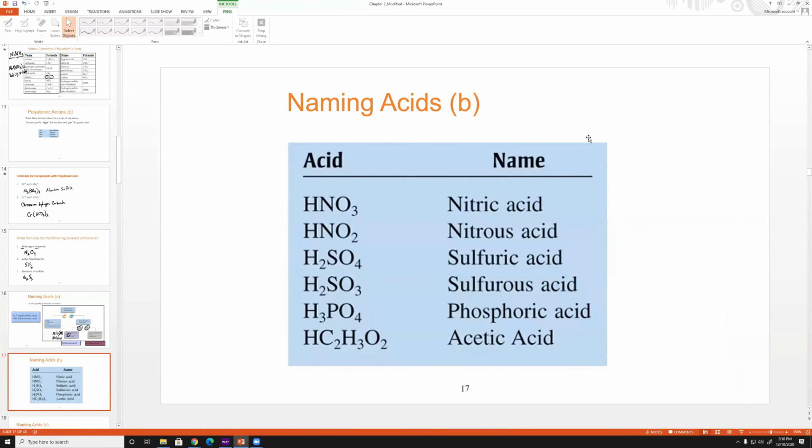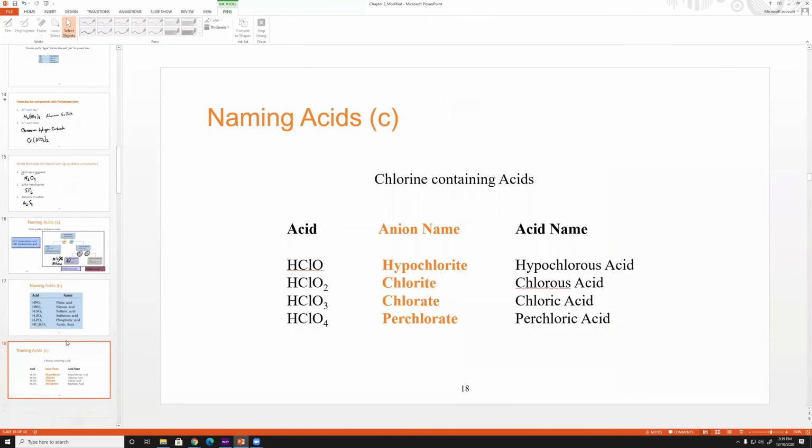And here are some names of some of the acids. This is NO3. So you have HNO3, which is nitric acid, which was nitrate to nitric. NO2 is nitrite. So HNO2 is nitrous acid. H2SO4 is sulfuric acid because SO4 is sulfate. So the ATE turns to IC. SO3 is sulfite. And that means the ending then turns to OUS, so sulfurous, and so forth.